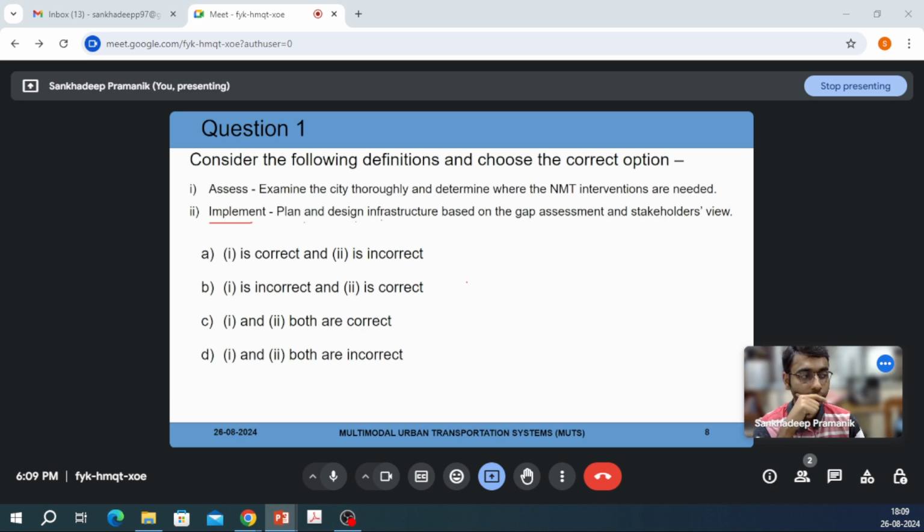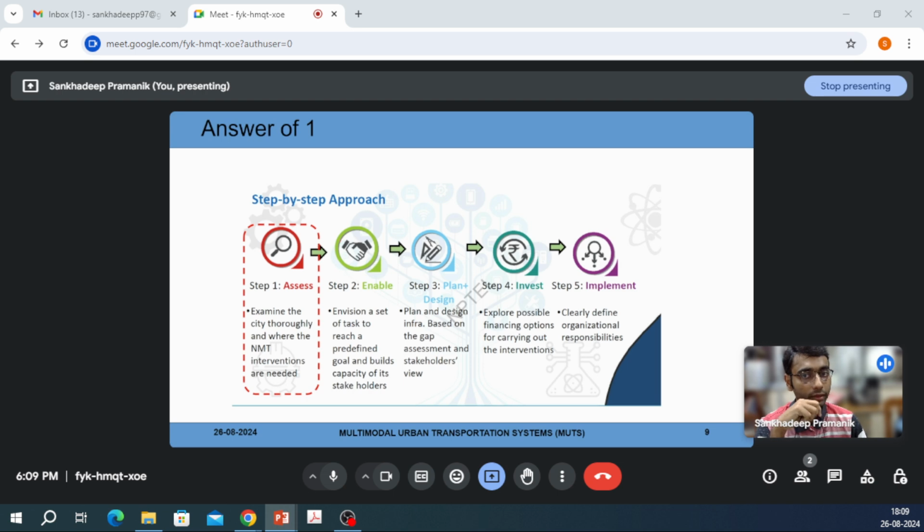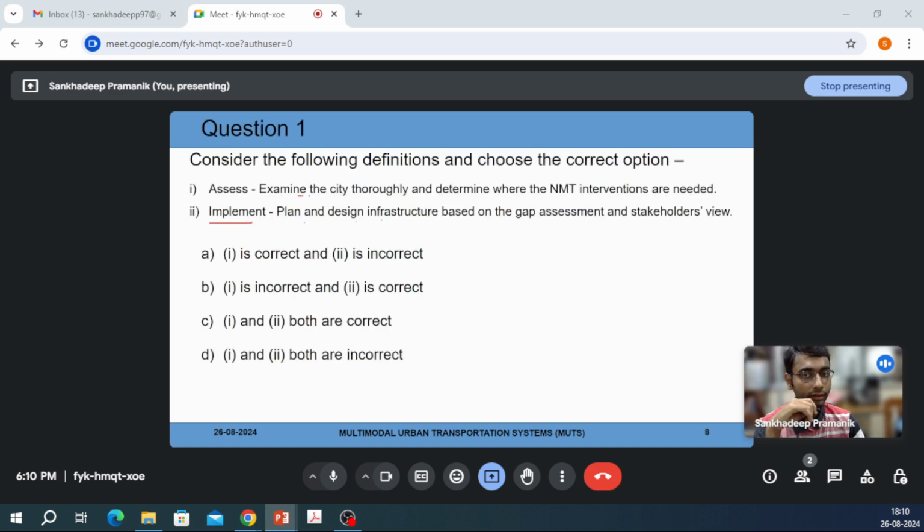So as we were discussing, there are 5 steps for the NMT planning process. First is assess, where the city is thoroughly examined and where the NMT interventions are needed are assessed. So that is done in this assess step. So examine the city thoroughly and determine where the NMT infrastructure is needed.